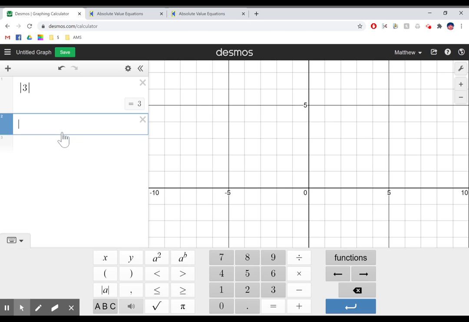To find the symbol, it's in your keypad on Desmos. It'd be this symbol right here. Okay, so you can click that and then type whatever you want, and it'll give you the absolute value.